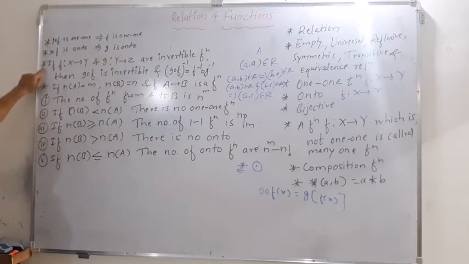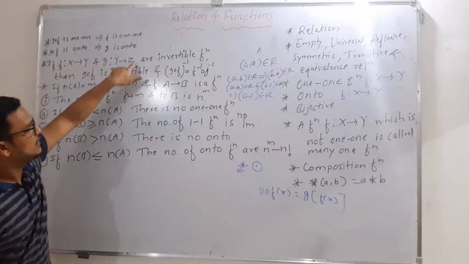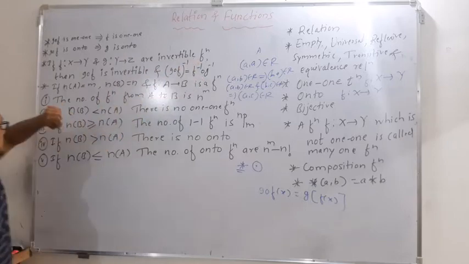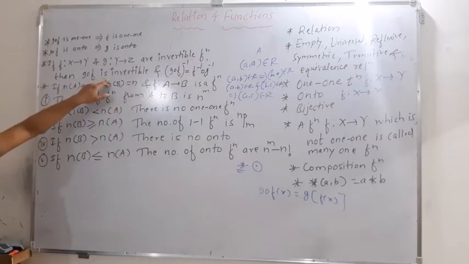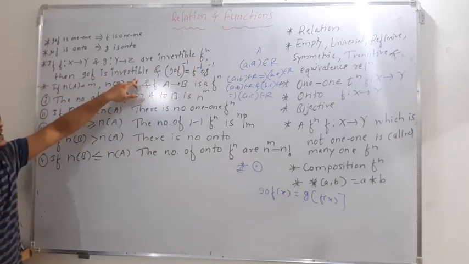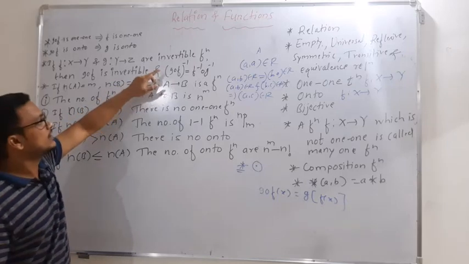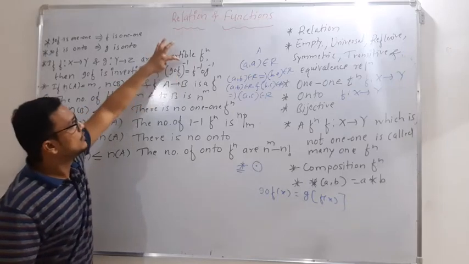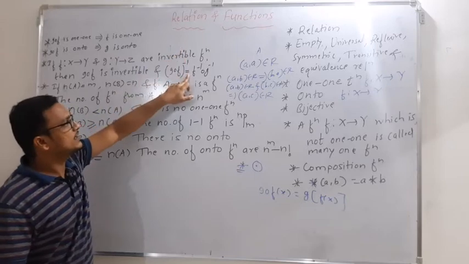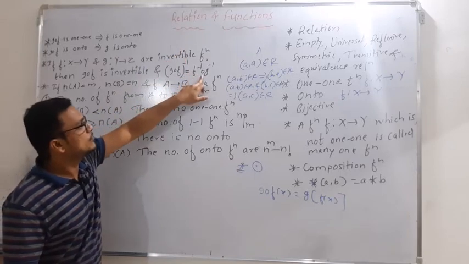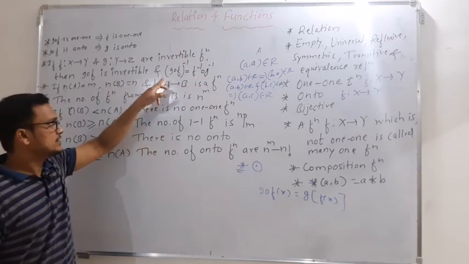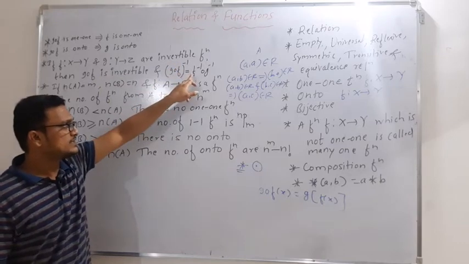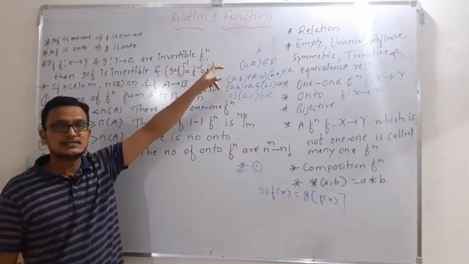Next point, if F is from X to Y and G is from Y to Z are invertible functions, then G composition F is also invertible. Then we have the result that (G composition F) whole inverse can be written as F inverse composition G inverse.